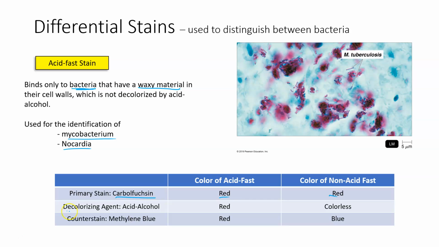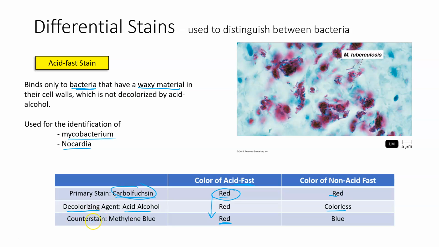We then are going to decolorize with acid alcohol in this particular technique, which is going to remove the color from our non-acid fast bacteria, but it's not going to remove the color from our acid fast bacteria, meaning because we never remove the color, the acid fast bacteria will always retain the original stain, which was carbolfuchsin, and so at the end they will always be red.